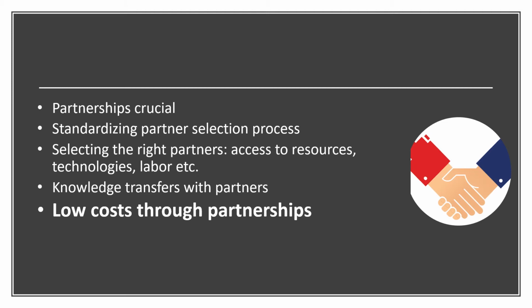Standardizing the partner selection process is important. This has been a problem for Jollibee since they have not been able to choose the best partners for market expansions. By selecting the right partners, they get access to technologies, materials, labor, and resources as well. In order to minimize the overall cost of production, Jollibee needs to seek different ways of exploiting these resources. Partnerships also enable knowledge transfers between the partners, which lead to competitive advantages. The ultimate objective is to reach low costs through Jollibee's partnerships.